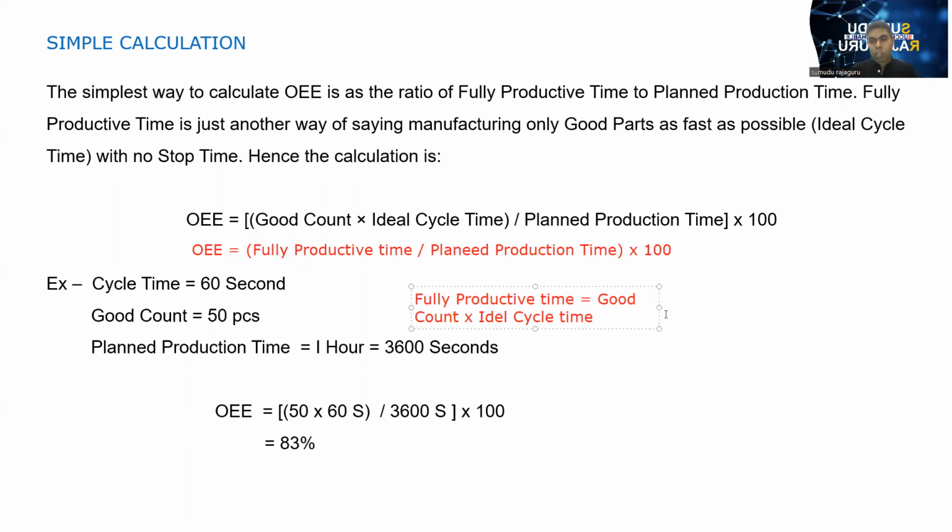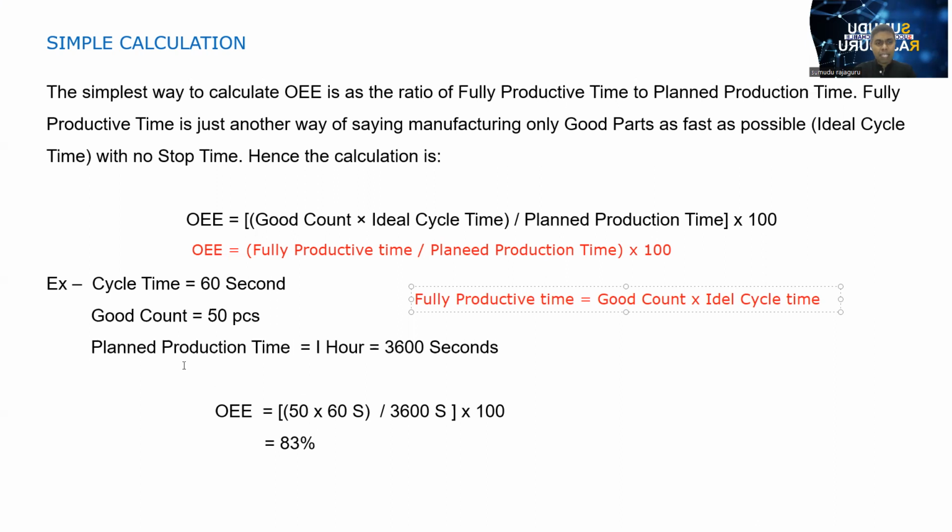So by using this equation, we can find out the fully productive time. That means overall equipment efficiency equals fully productive time divided by planned production time multiplied by 100. We can replace fully productive time by using good count times ideal cycle time. Then the OEE equation becomes OEE equals good count, that means number of good pieces produced, multiplied by ideal cycle time. The answer is divided by planned production time, and when we multiply by 100, we get the answer in percentage form.